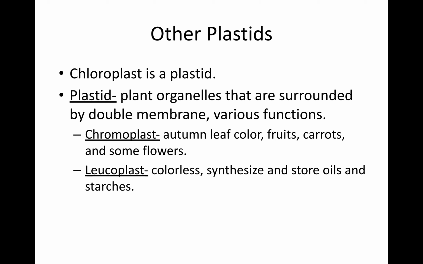Other plastids. So chloroplast is a plastid. So what's a plastid? It's a plant organelle that is surrounded by a double membrane, and they have various functions. So you're going to have the chromoplast, which is responsible for the leaves that we're starting to see or about to see outside right now, the autumn leaf color, fruits, carrots, things like that. The leucoplasts, they're colorless, and they store and synthesize oils and starches. So like the inside of a potato, those are leucoplasts.